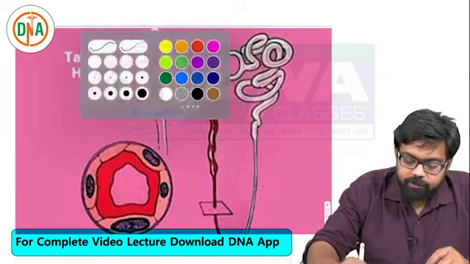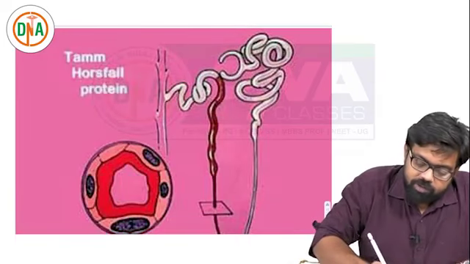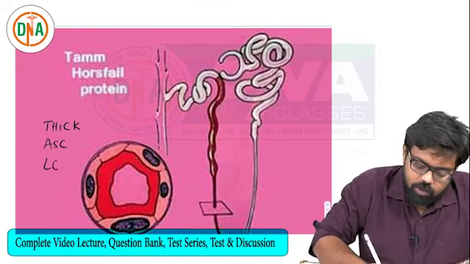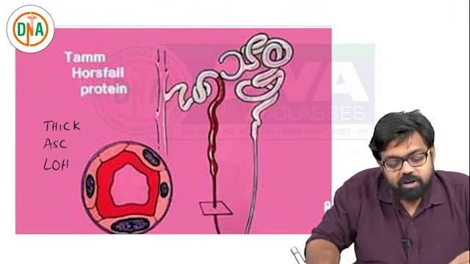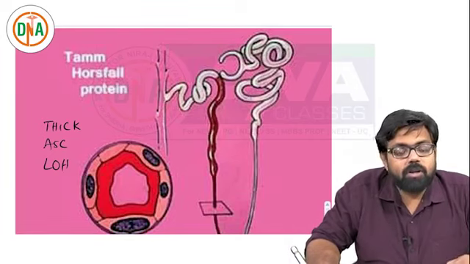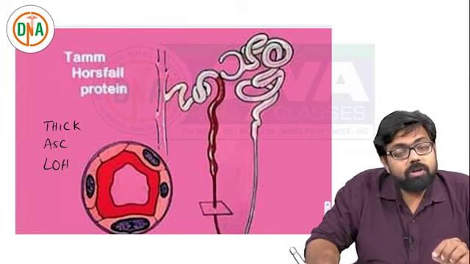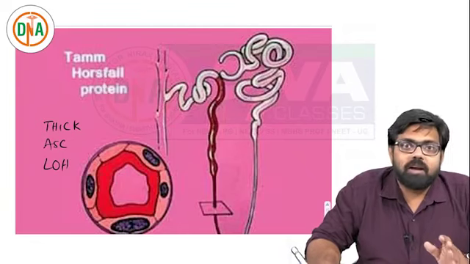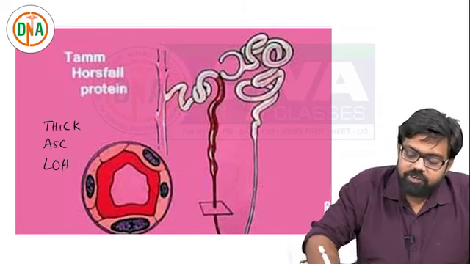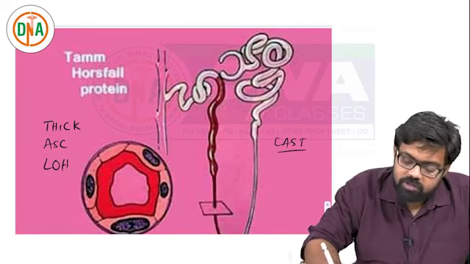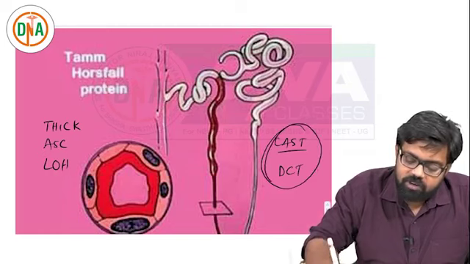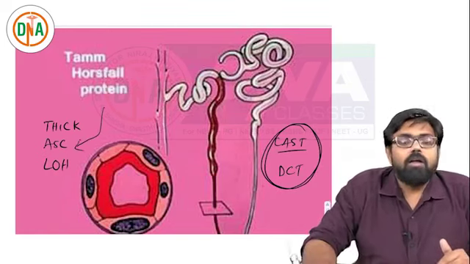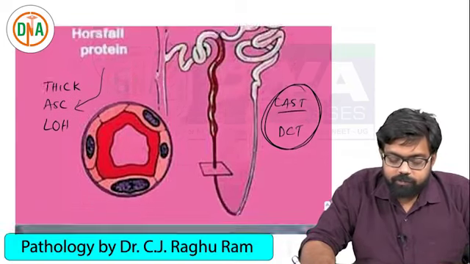It is nothing but the thick ascending loop of Henle. The thick ascending loop of Henle secretes a protein called Tamm-Horsfall protein, which is a normal protein. This protein combines with some other substances and forms the cast, and that cast is formed in the distal convoluted tubule. So don't confuse this. The cast as such is formed in the distal convoluted tubule, but Tamm-Horsfall protein is produced in the thick ascending loop of Henle.